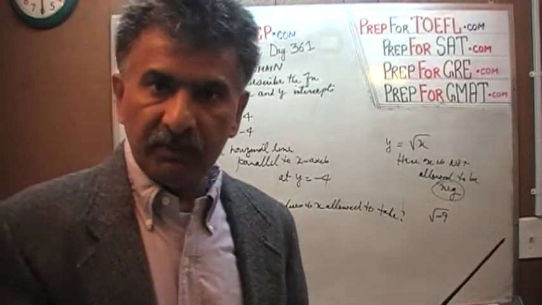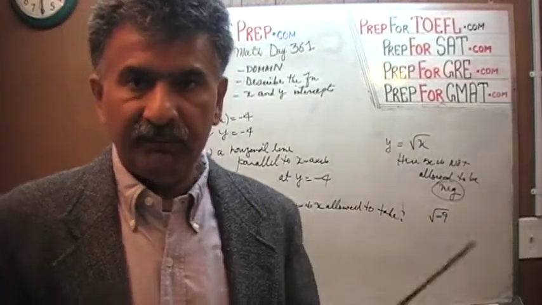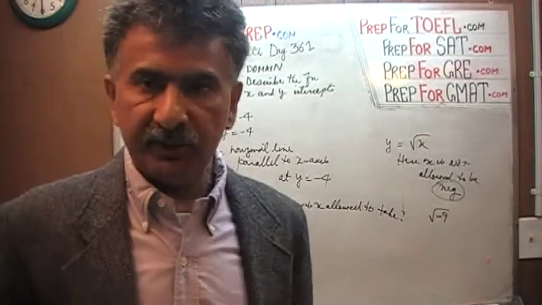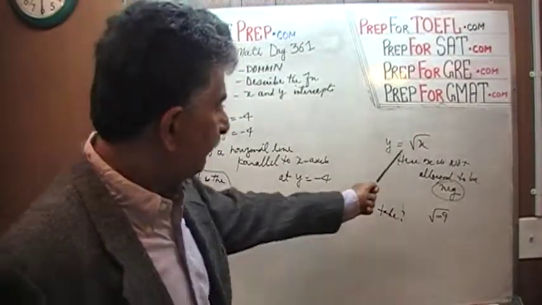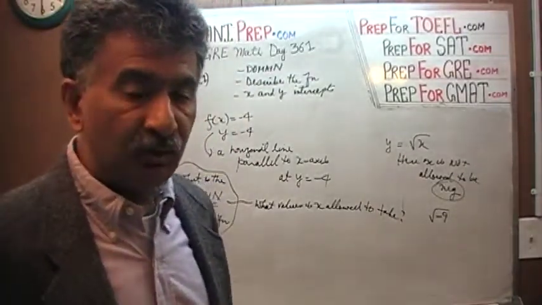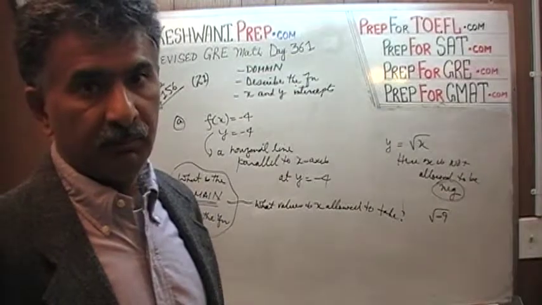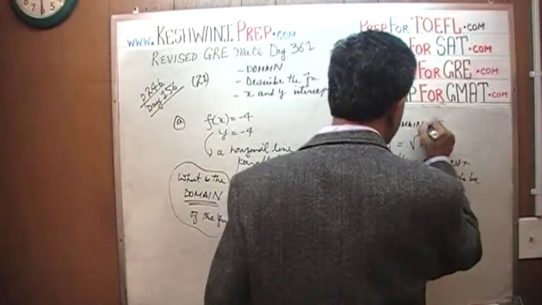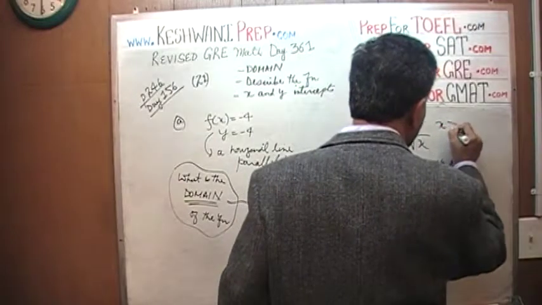If it's a positive number, you multiply it by itself, you're going to get a positive answer. If it's a negative number, negative times negative is going to become positive. You can't take a square root of a negative number. So if somebody asks you what's the domain of this function, the domain is 0 or positive numbers. The domain is x greater than or equal to 0.